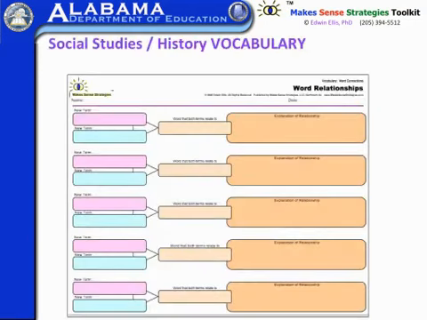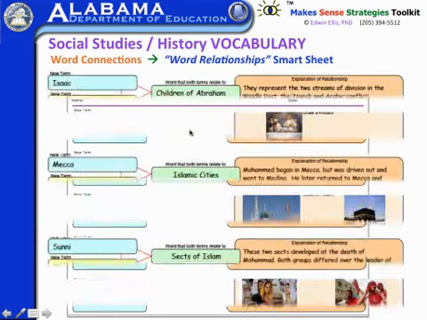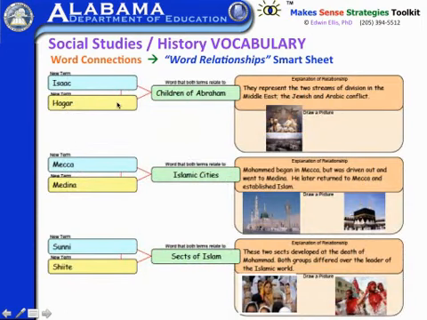One is word relationships. What we're doing here is taking two terms and asking what both of those words relate to. What's a topic that they're both related to? And then, what's the explanation of the relationship? How are these two related to this third topic? For an example, Isaac and Hagar were both children of Abraham, and here's the explanation of the relationship.